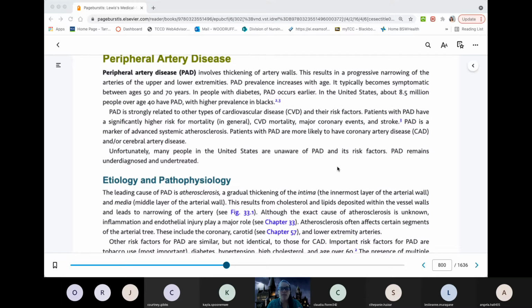And it says, it involves thickening of the artery walls. This results in a progressive narrowing of the arteries of the upper and lower extremities. Now, let's say that makes sense to me. I say, okay, things are getting narrow. And I remember, because I've already read in the nursing section, I have a problem with perfusion. So I'm starting to connect the dots. Hey, my arteries are getting narrow, so I'm having less perfusion. Maybe that doesn't make sense to me.